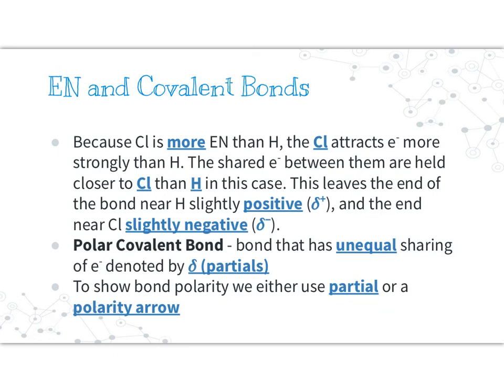This just explains everything we just went through. Because chlorine is more electronegative than hydrogen, the chlorine attracts the electrons more strongly than hydrogen. The shared electrons between them are held a little bit closer to chlorine than hydrogen in this case. This leaves the end of the bond near hydrogen slightly positive and the end of the bond near chlorine slightly negative. A polar covalent bond is a bond that has unequal sharing of the shared electrons, denoted by those partials. To show bond polarity, we either use the partial positive and partial negative, or we use that polarity arrow.